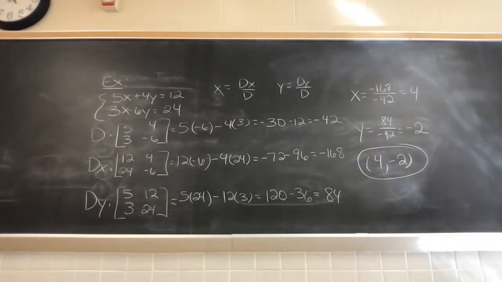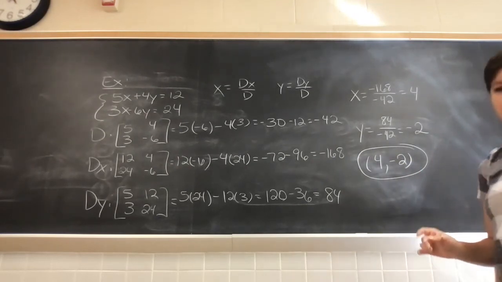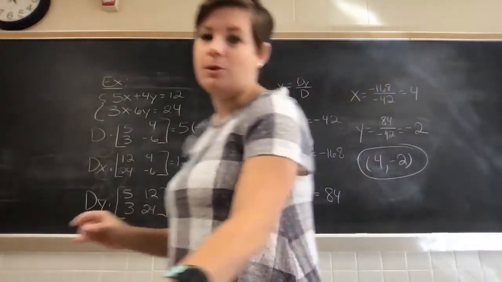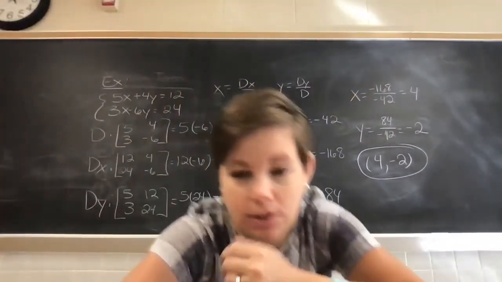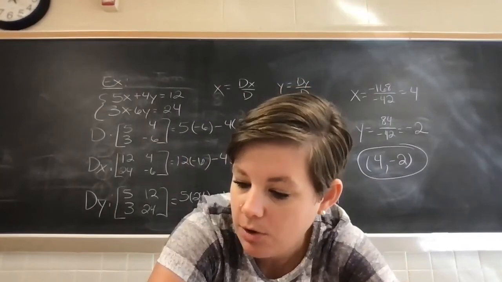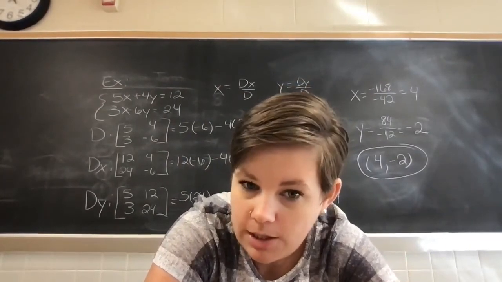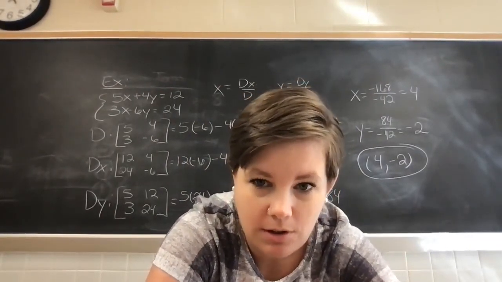And once again, we just solved that system of equations using Cramer's rule and determinants. And that's actually the end of 6.5. That's all we're doing with the determinants. So use the determinant, use Cramer's rule in order to solve the systems.